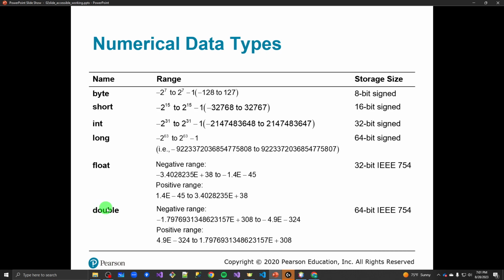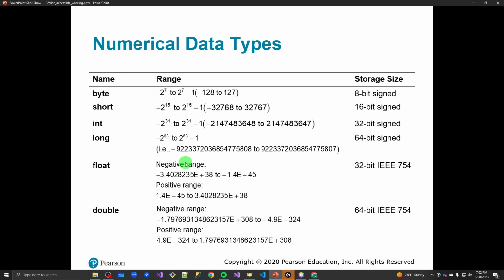We also talked about doubles. Doubles can hold negatives up to -1.7 times 10 to the 308th power, including some really small decimal numbers, 4.9 times 10 to the -324th power. That's a lot of decimal places. And the positive range is about the same distance. So really big numbers with decimals, really far numbers with negative in front of them for ints and doubles.